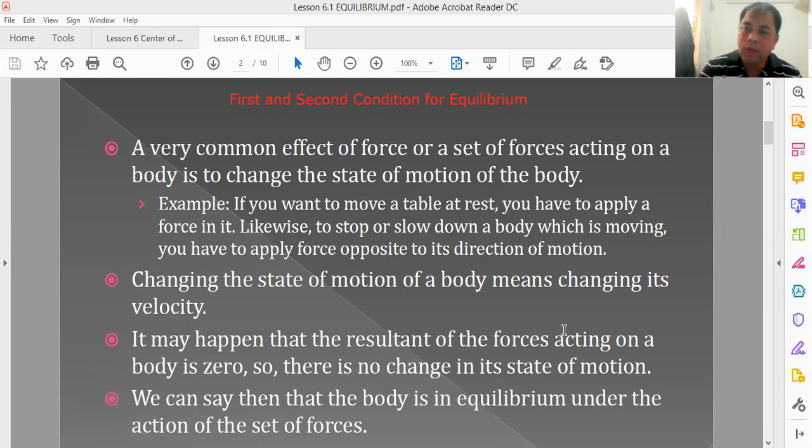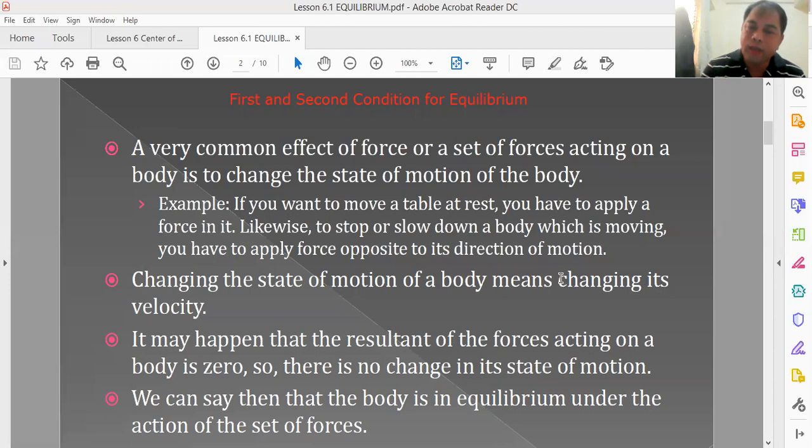So is it possible that only one force acts on a body? Have we answered that question before? Christian, can we apply only a single force on a body? Is that possible? Yes or no? No, sir. So as I sit right now, there are at least two forces acting on me. My weight acts on the chair, and the chair will push me up. So there are at least two forces acting on me. It's not possible to have just one.